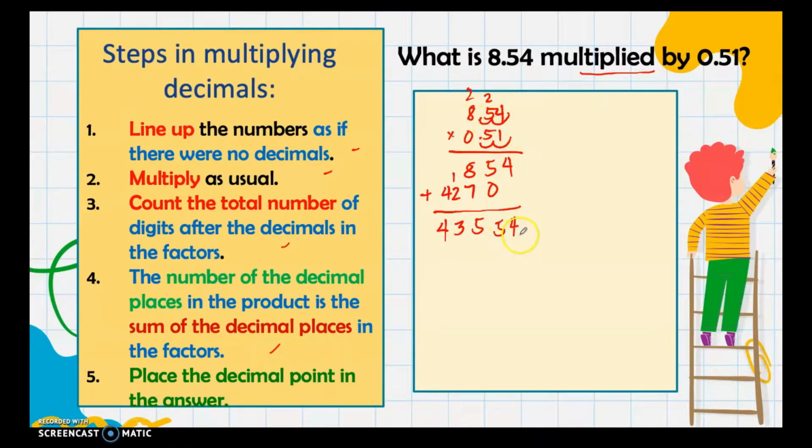Then from here at the end, we may count 4 decimal places as well. So 1, 2, 3, 4. And our decimal point is between 4 and 3. So our answer is 4.3554. And place the decimal point in the answer. So this is our answer.